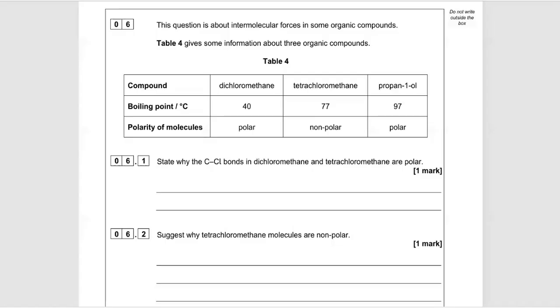This is question 6 of the 2023 AS Paper 2 for AQA Chemistry. There are questions about intermolecular forces in some organic compounds. Table 4 gives us some information about three organic compounds. We've got their boiling points and the polarity of the molecules. State why the C-Cl bonds in dichloromethane and tetrachloromethane are polar.